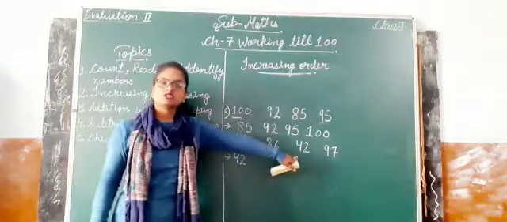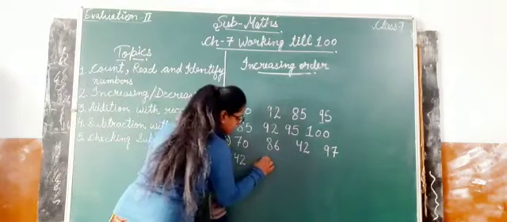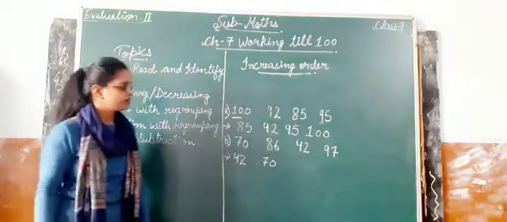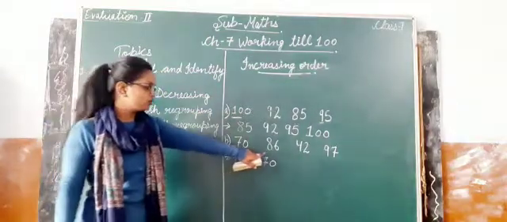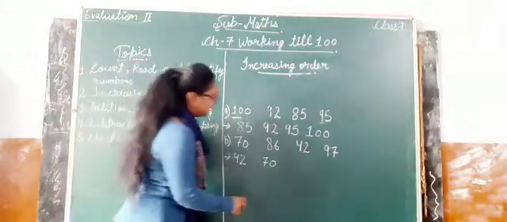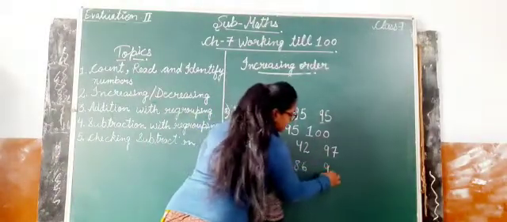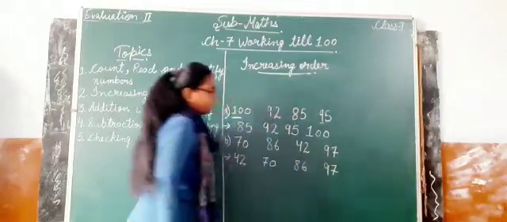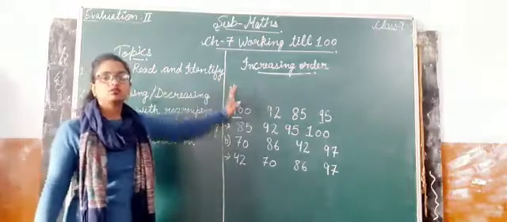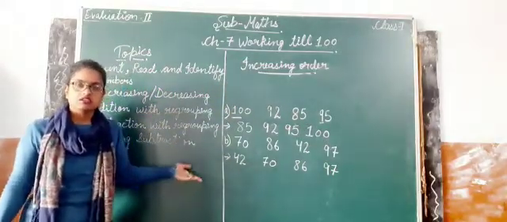Ignoring 42, which is the smallest number out of them all? It is 70. Now ignoring 42 and 70, which is the smallest number out of the both that are left, 86 and 97? Which is the smaller one? 86. And at last, what is left with us? It is 97. If you know your numbers well, it is very easy to write numbers in increasing order as well as in decreasing order.